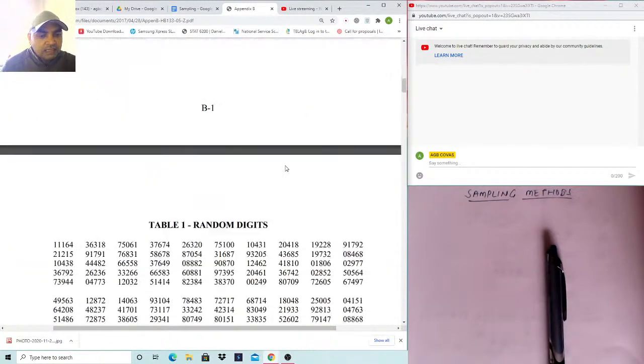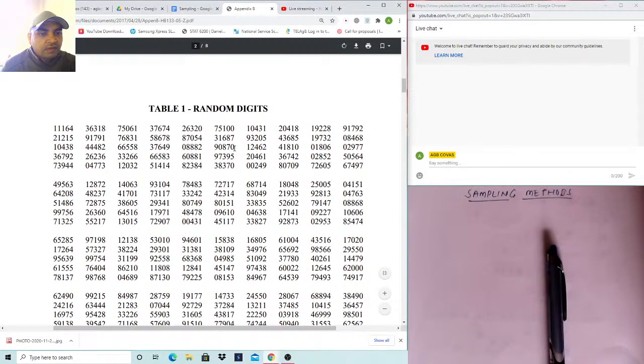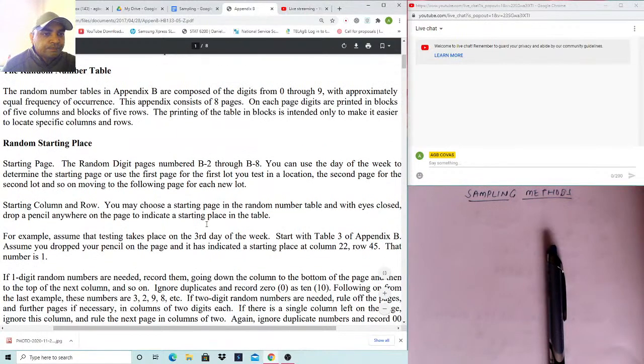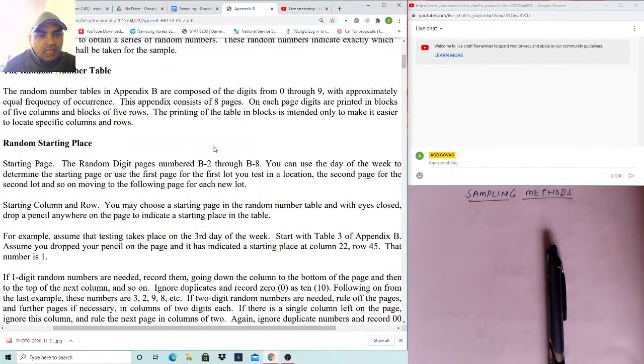If you see this, each block has 5 rows, so that you will be able to understand in which row I am working. This is intended only to make it easier to locate a specific column or row.